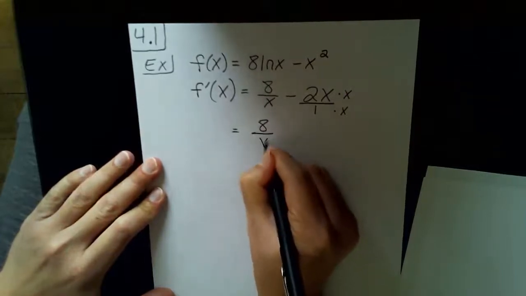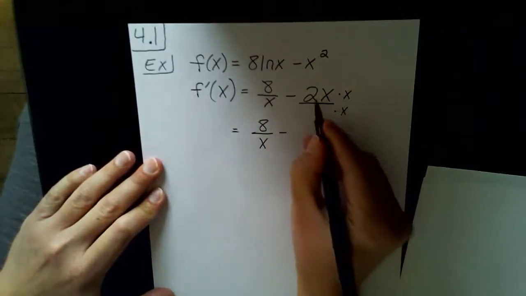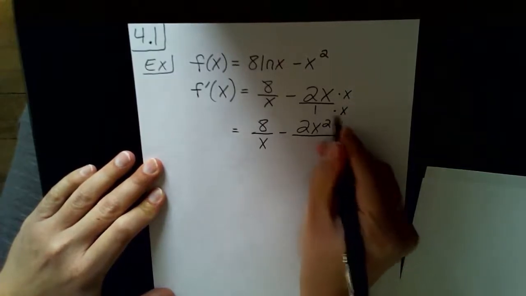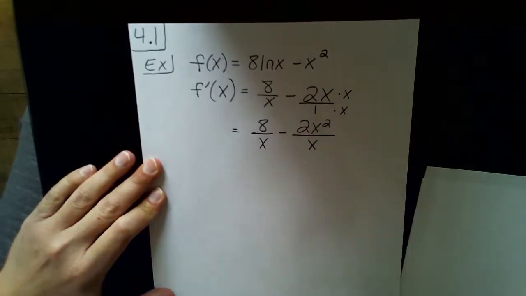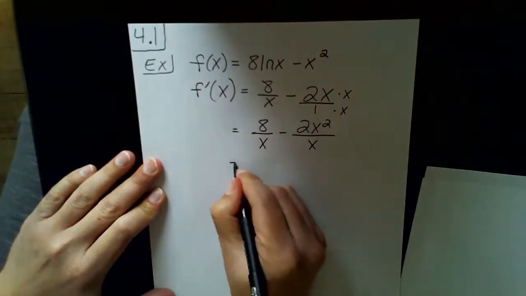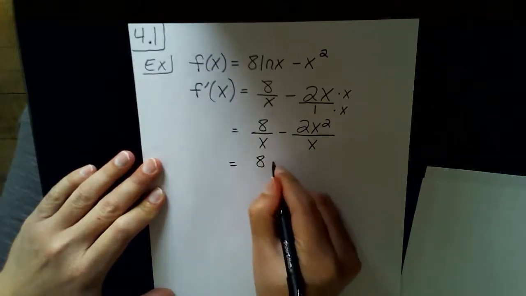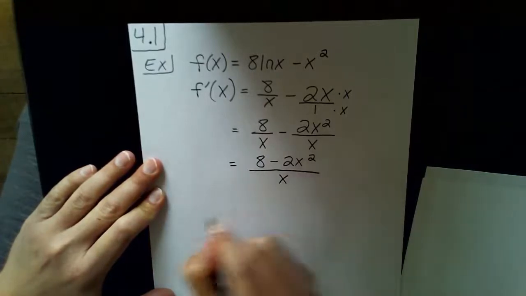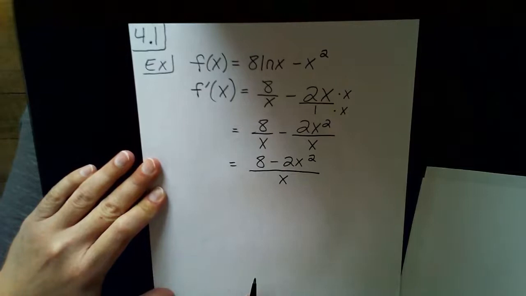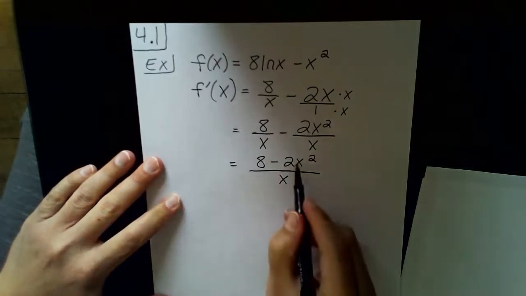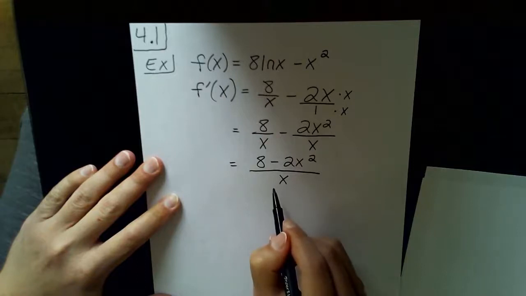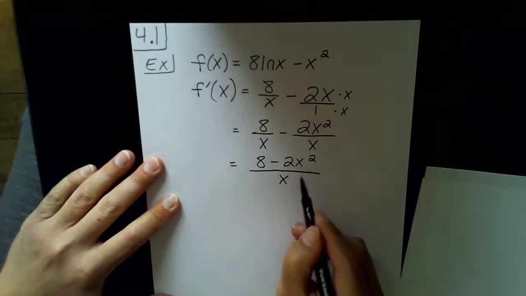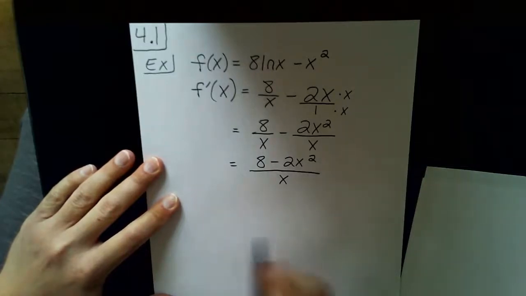which gives us 8 over x minus 2x times x is 2x squared, over 1 times x is x, which leaves us with 8 minus 2x squared all over x. And finally, from here, we are going to factor this completely. When we set the top and bottom equal to 0, if it's completely factored, then we can set each factor equal to 0 and quickly solve.